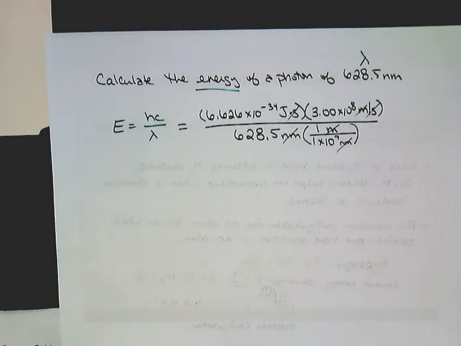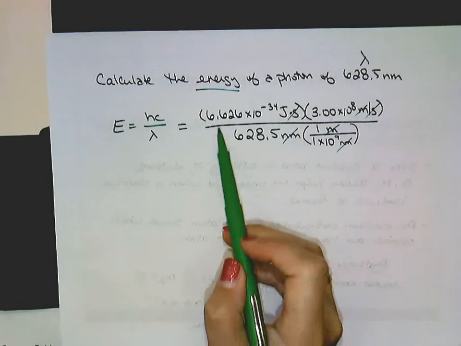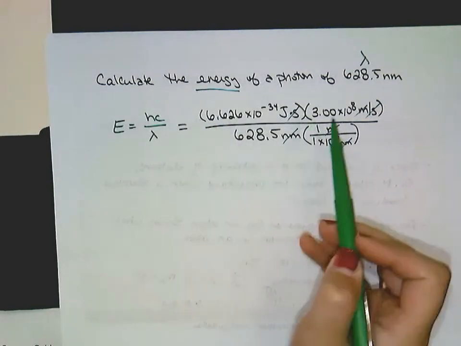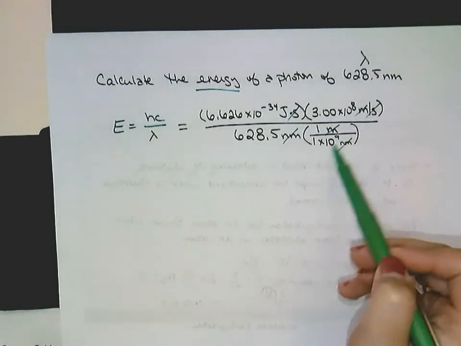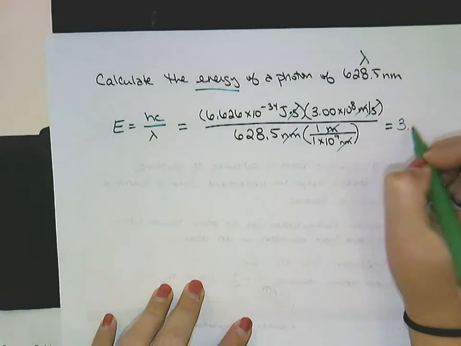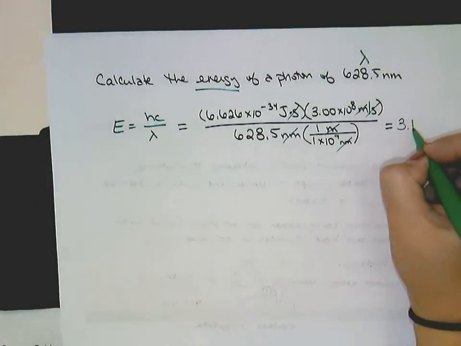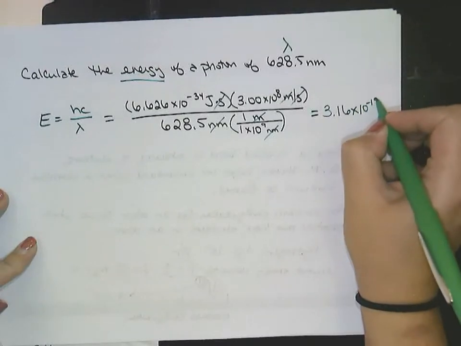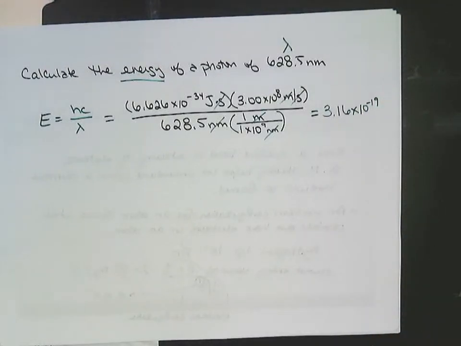How many significant figures do I get in my final answer? 4, right? 4, because I had 4. Well, I guess 3. Yeah, you're right. The zeros. So 3. So 4, 3, and 4. That's a conversion factor. That's a count. So I get 3 in my final answer. So 3.16 times 10 to the negative 19th. And then what would be my final units? Joules.